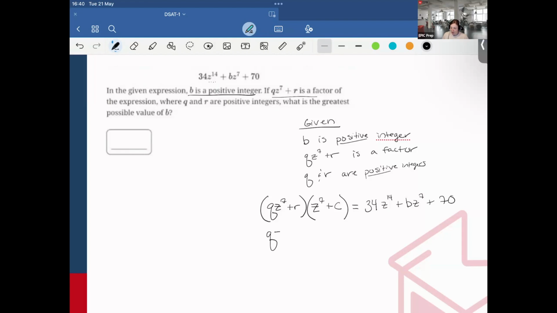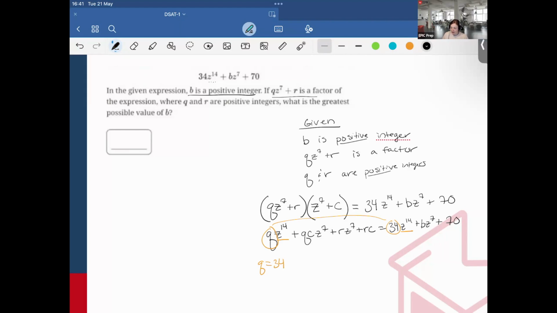So this will become QZ to the 14. Oh, looks close to what I want. Then here I would have QC Z to the 7th plus RZ to the 7th plus RC is equal to 34Z to the 14th plus BZ to the 7th plus 70. Okay, so now look at the coefficients. Here I have Z to the 14th, Z to the 14th. So therefore, I can see that Q is equal to 34.